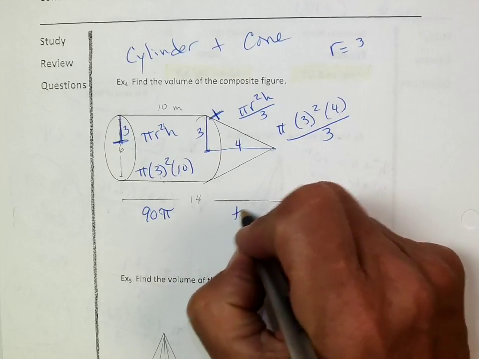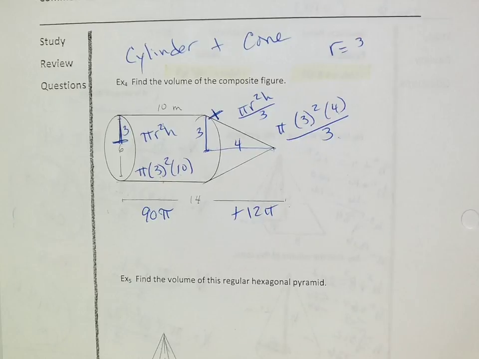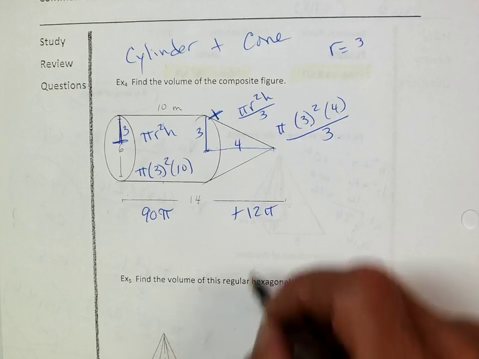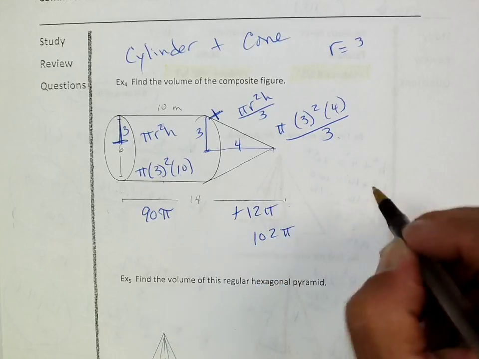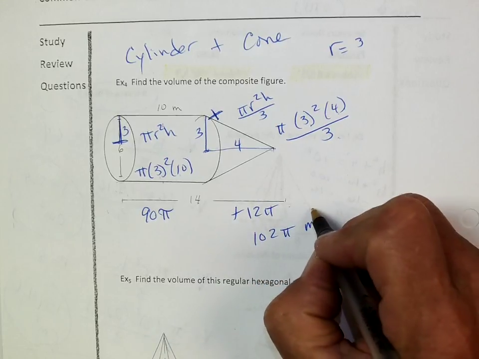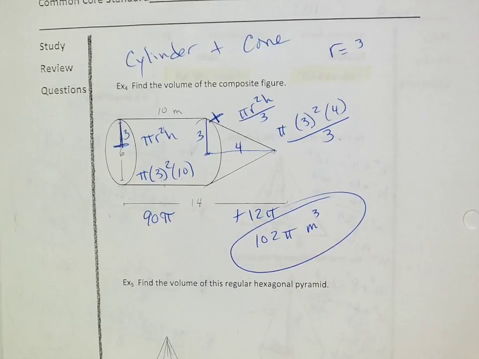So we're going to add in a 12 pi. 90 plus 12 is going to be 102 pi, and that's in terms of meters cubed. And of course, you can give me the decimal answer if you want to, okay?